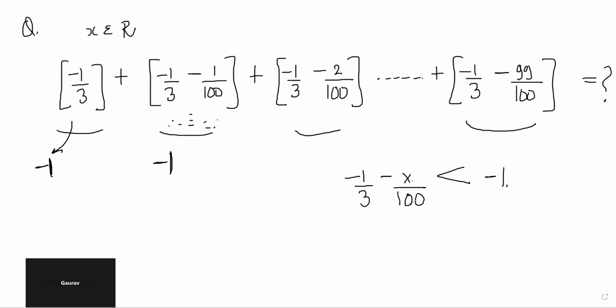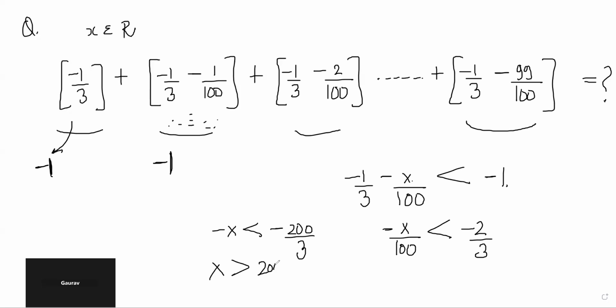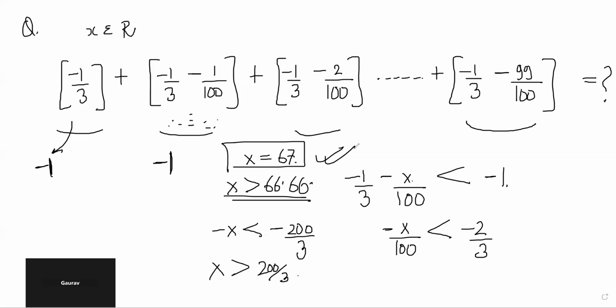Yes, sir. I have put x here because I don't know when that happens, but I can easily solve it and find it. Less than this goes on this side, so -2 by 3, and I can multiply by 100. So it becomes -x is less than -200 by 3, and x is greater than 200 by 3, right? So x should be greater than 66.66, but x is supposed to be an integer. So it will happen when x is 67, right? The first time it will happen is when x is 67, correct?